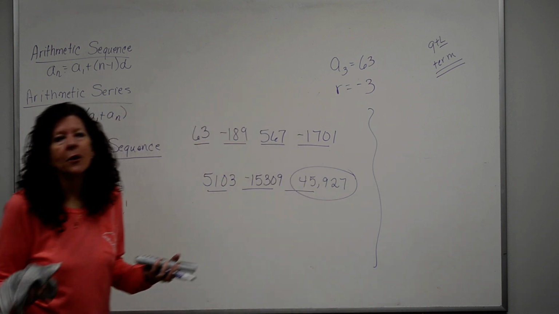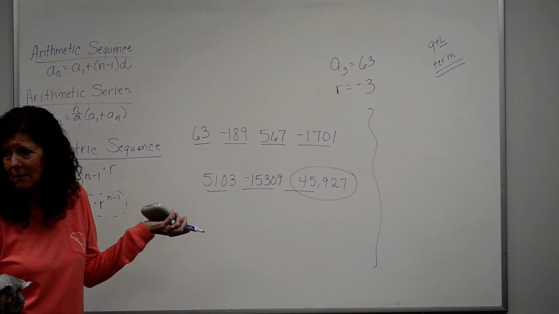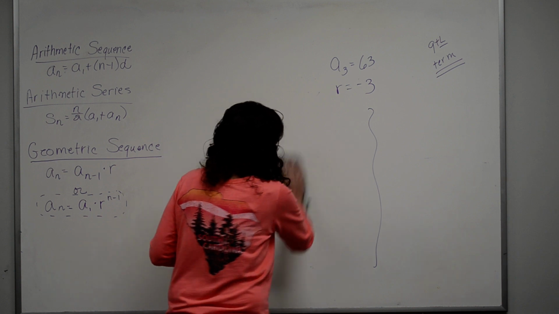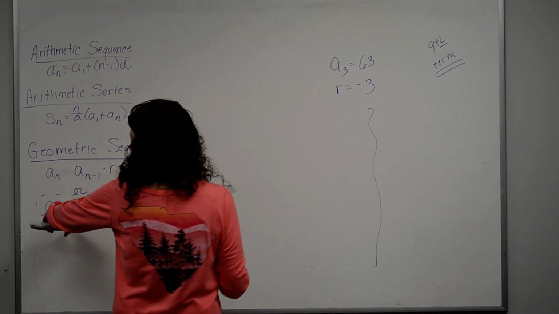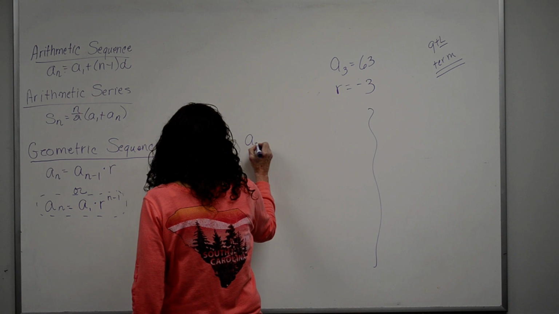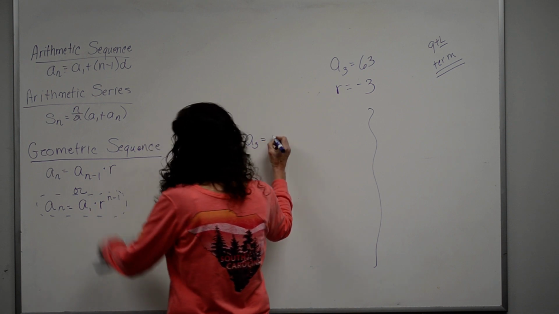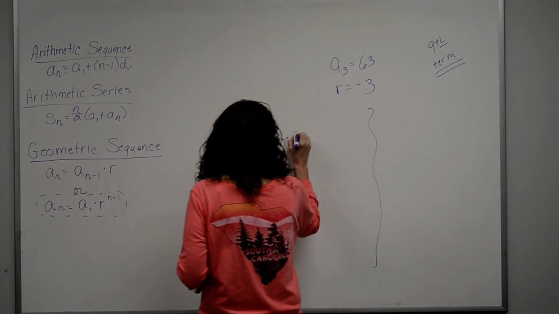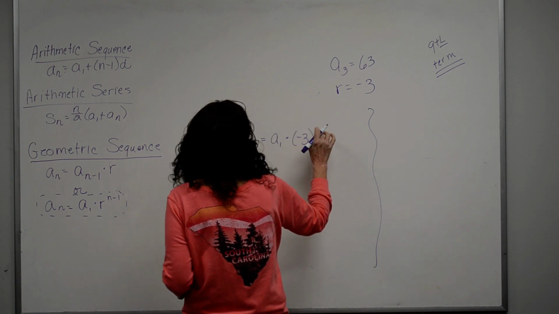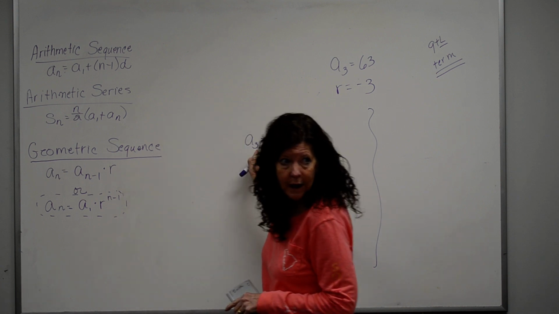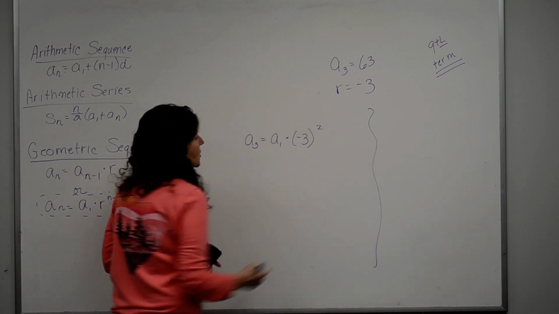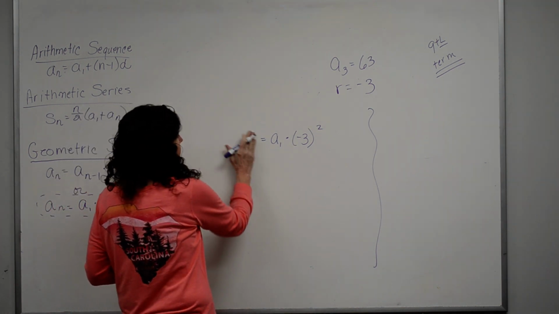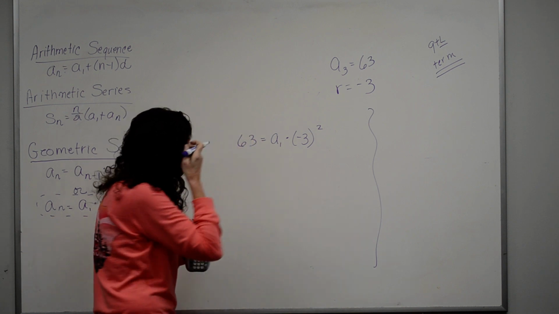So you can do it that way. Okay. Here's another, and did anybody do it that way? You did. Okay. Some of you did. All right. Here's another way. If I come over here and I look at this formula, a sub 3 is equal to a sub 1, which I have no idea what it is, times my common ratio, negative 3, raised to the n minus 1, where n is 3, so 3 minus 1 power, which is 2. Okay, so I can work backwards and I can find my a sub 1. This is one way to do it.